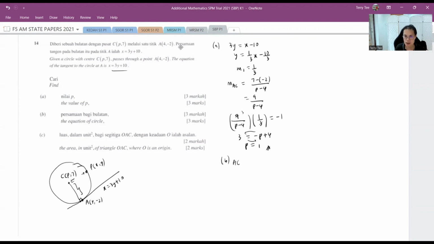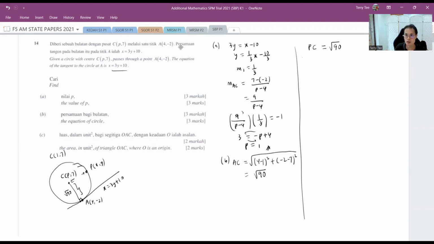So let's do one by one. AC will be, find the distance, since I know A is... C is now (1, 7). So I use (y2 minus y1) squared plus (x2 minus x1) squared. So this is 9 and 3. 3 squared is 9. 9 squared is 81. 81 plus 9 is square root of 90. Okay, I've got the radius is square root of 90. So we can say the distance from P to C is constantly square root of 90.